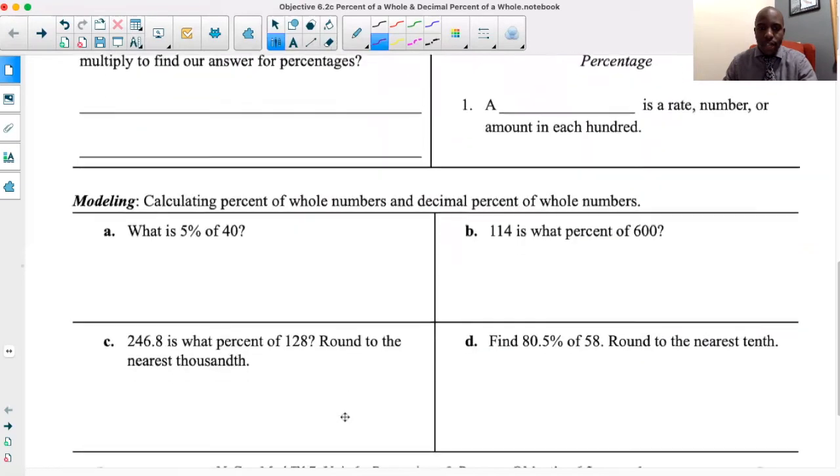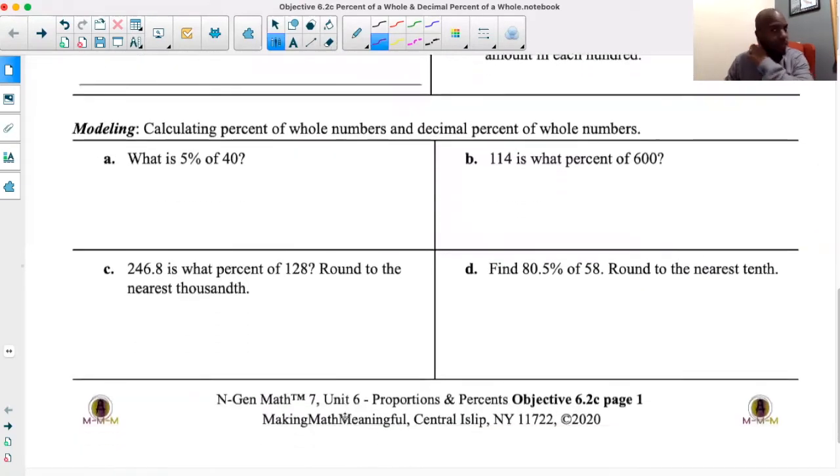We're going to dive in right here at the modeling. All right, ladies and gentlemen, just give me 1 second. Let me go and grab my calculator.